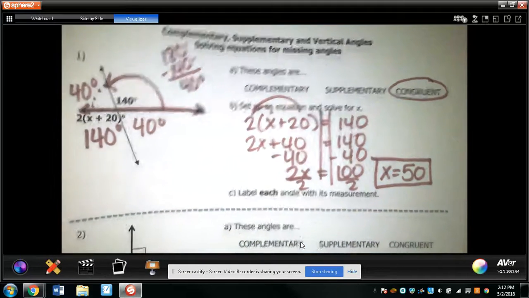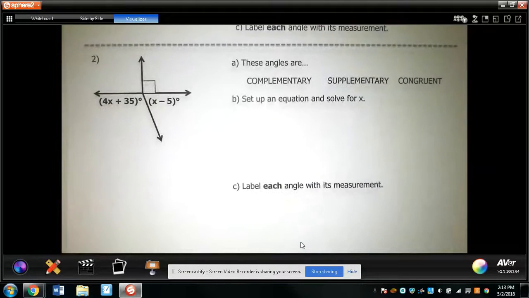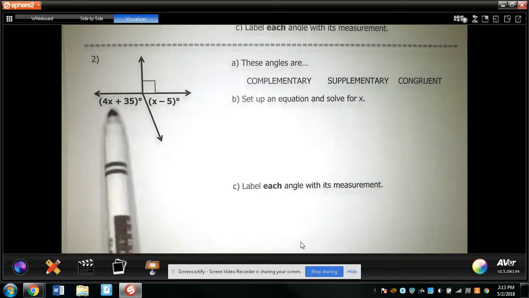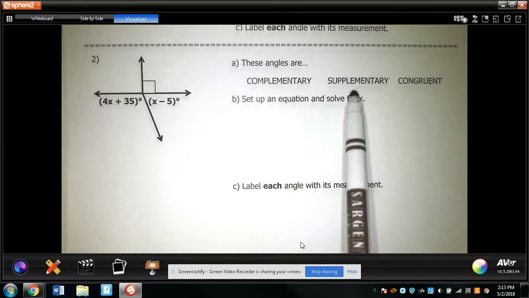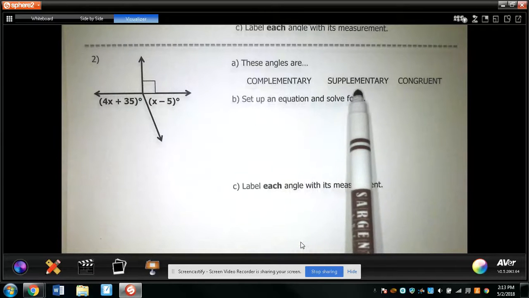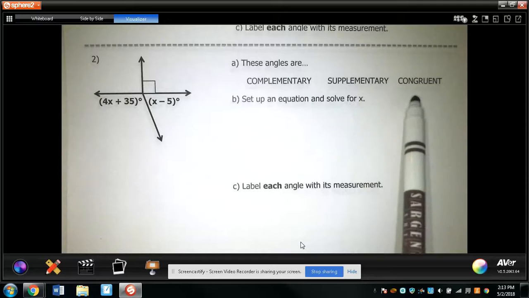Okay, let's take a look at the next one. So we have to figure out what their relationship is. What's the relationship between this angle and this angle? Are they complementary? Do they add up to 90 degrees? Are they supplementary? Do they add up to 180 degrees? Or are they congruent? Do they equal each other?